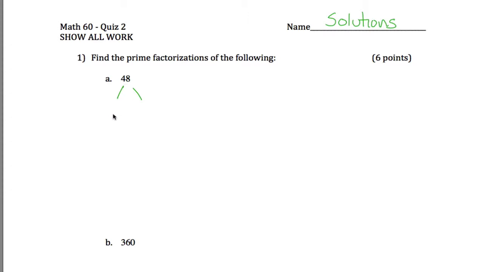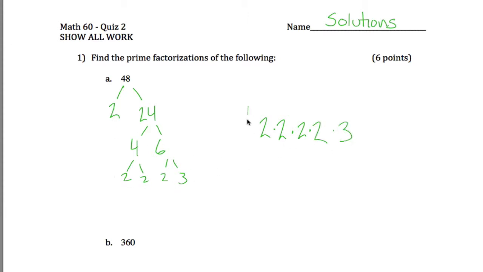So 48, it's an even number. So one thing you could do is you could say it's 2 times 24. 24 is 4 times 6. And so since 4 is 2 times 2 and 6 is 2 times 3, we could say that the prime factorization of 48 is 2 times 2 times 2 times 2, 1, 2, 3, 4 of them, times 3. And that would be our final answer.